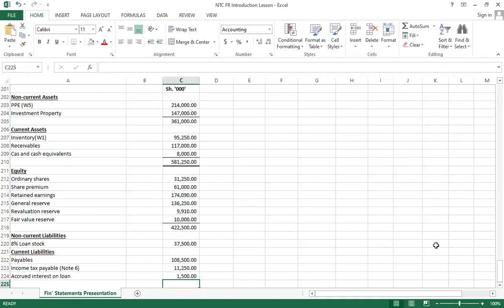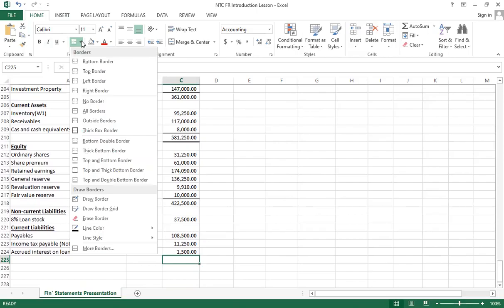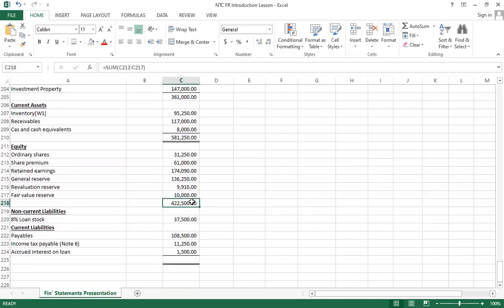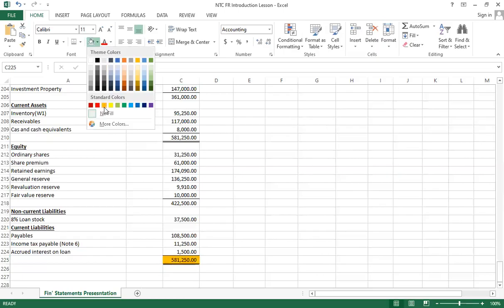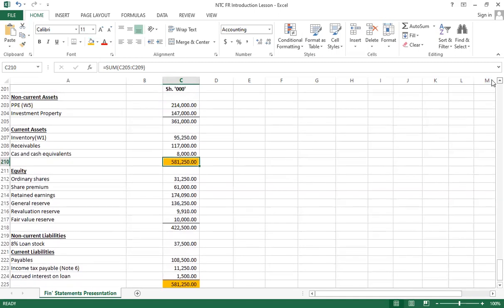I am not sure whether we have another one, but I do not think that we have another liability, and so we can add them downwards to reconcile the balance sheet. That comes to 581,250. You realize that is what we had as the total assets also. So 581,250. Is there any question?